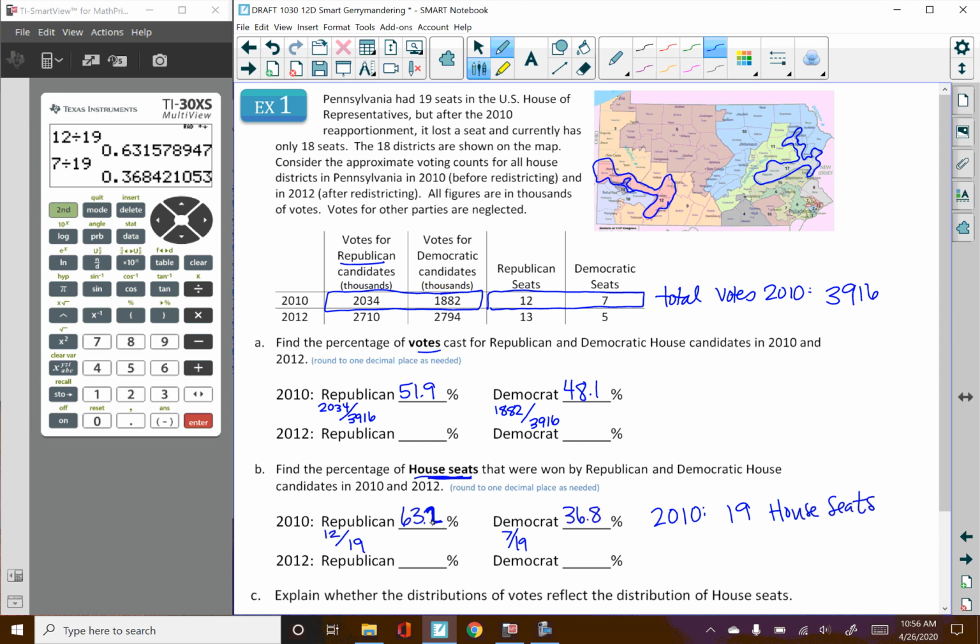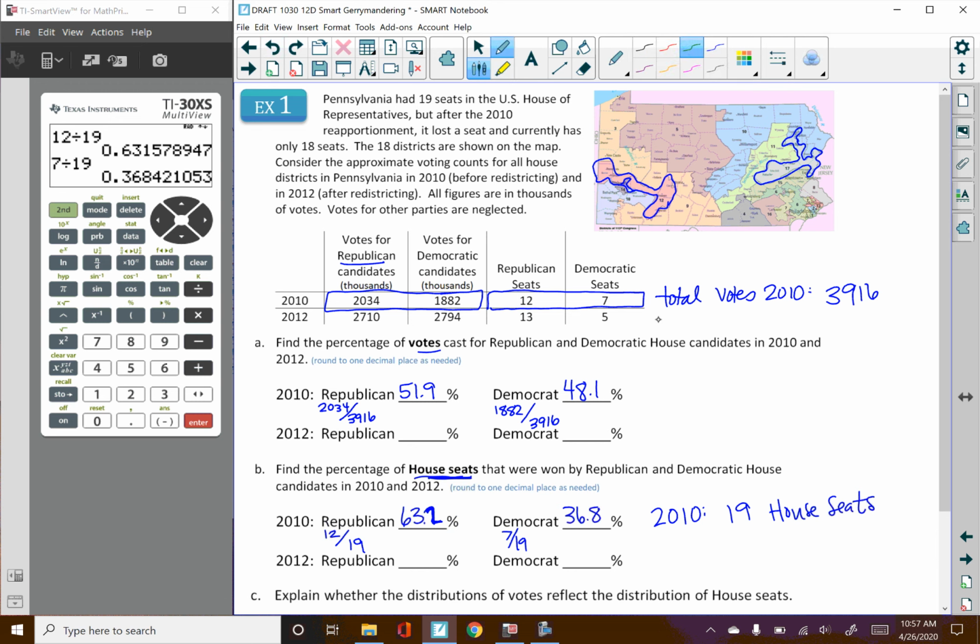But I guess before we do, I would just like to point out, even though the Republicans got 51.9% of the votes, they actually got 63.2% of the House seats. So there's already a disparity there. Okay, switching over to the numbers for 2012.